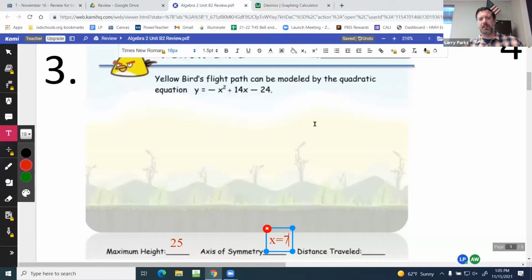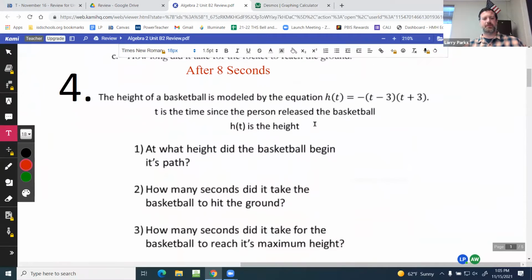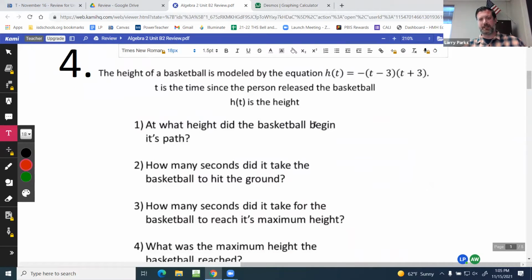Okay. All right, let's try number 4. And this is the one I would really pay attention to. The height of a basketball is modeled by this equation. t is time, h is height. At what height did the basketball begin its path? Well, that's asking what is the y-intercept.